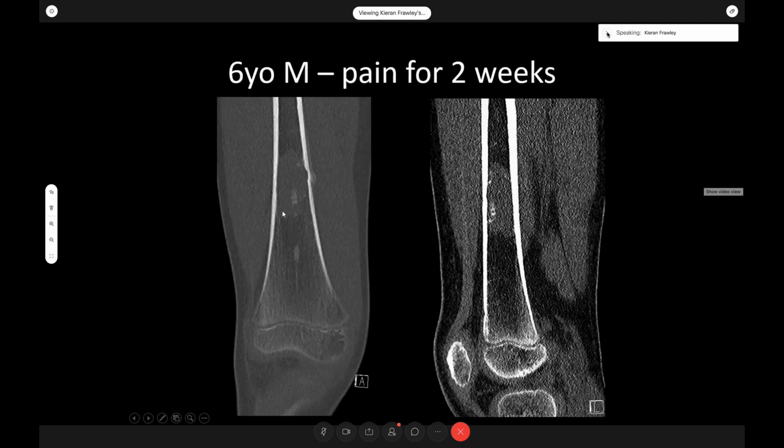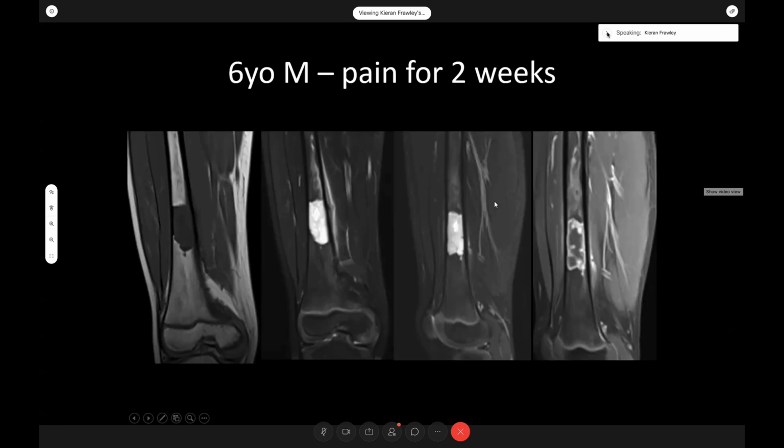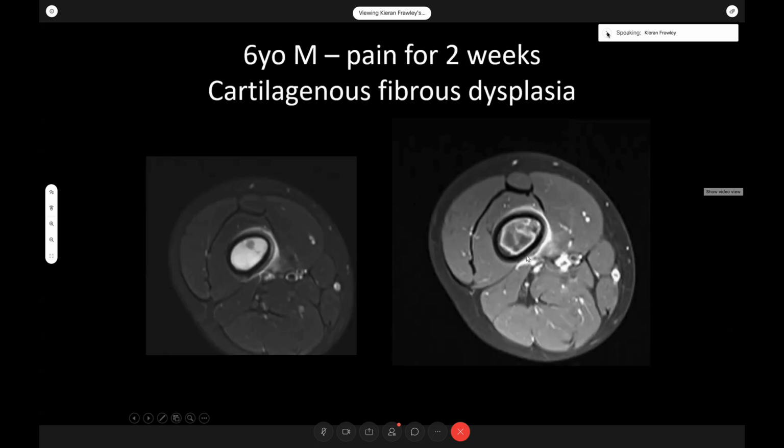Had the CT, and it shows the lesion. I windowed this one a bit harsher so you can see the lesion a bit better. So there's a ground glass appearance potentially, and it has some focal areas of calcification. On the MRI, it's again well defined, internal matrix, and it's got enhancement mainly at the periphery with a few central areas of enhancement. Similarly, you can see the changes, periosteal reaction from the pathologic fracture, internal matrix. And this came back from the pathologist as cartilaginous fibrous dysplasia.